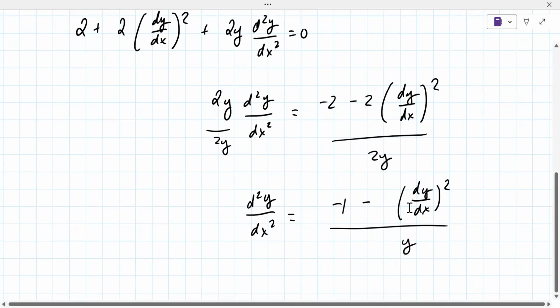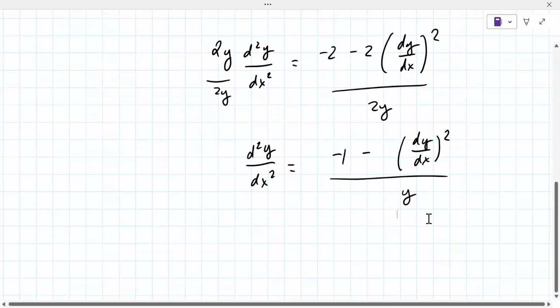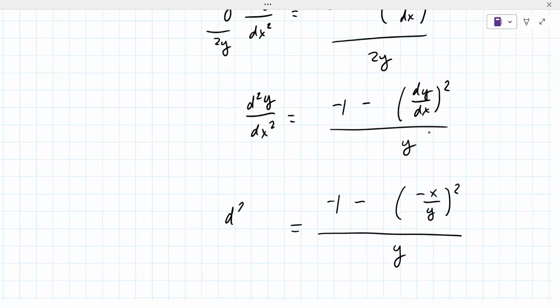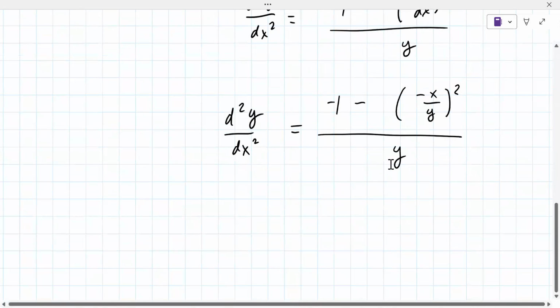But we're not done. Wait, there's more. You have to substitute in for dy/dx, which is why I had you solve for it back up here. So that becomes -1 minus (x over y) squared, over y. And this is probably the most basic question that you can get, the circle here. And we still have more to do to simplify this. Just keep in mind, these get really, really complicated pretty quickly.